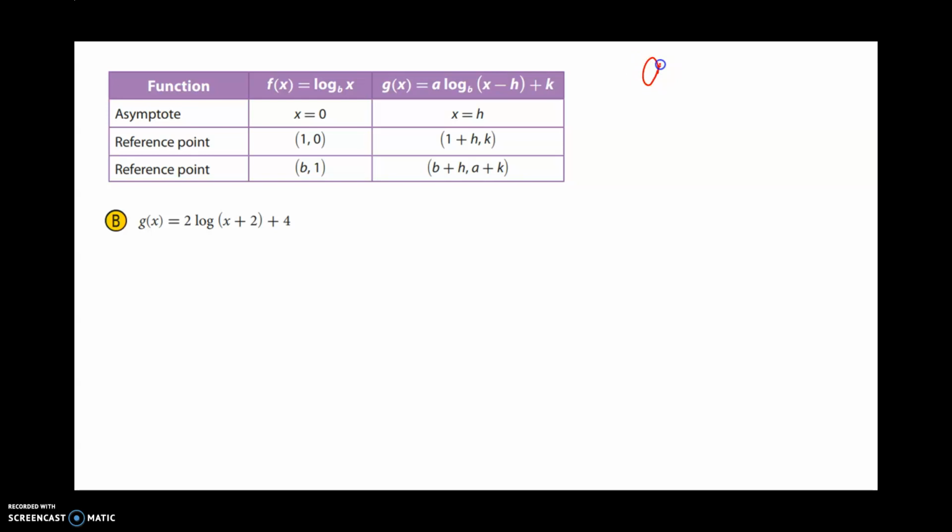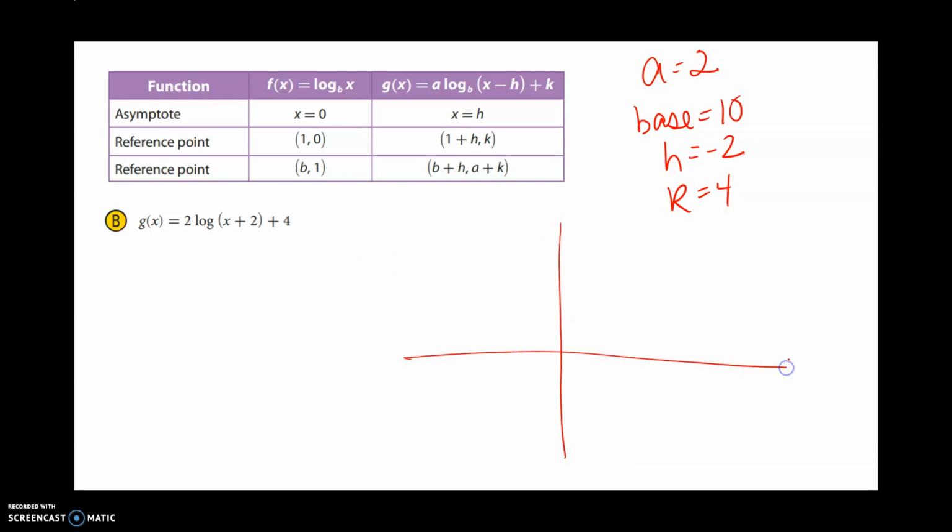All right, so I'll write it up here. A is 2. What's the base of this function, folks? I don't see a number there. Well, that means it's the common log, and it's a base of 10. Right, h is -2. K equals 4. Okay, so we're going to graph. And we know we have an asymptote at x equals h. So x equals -2 is going to be our vertical asymptote.